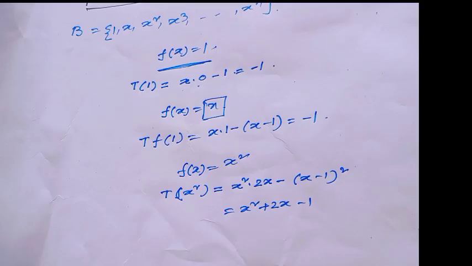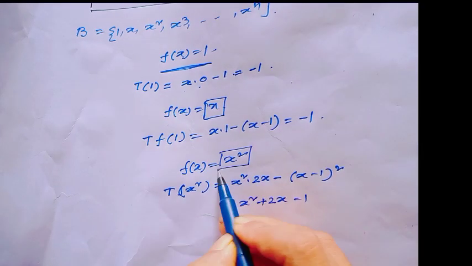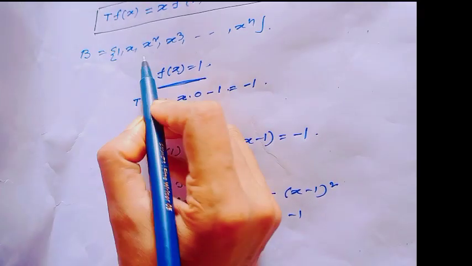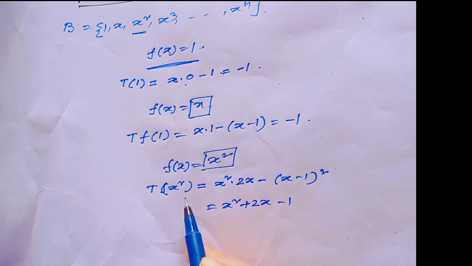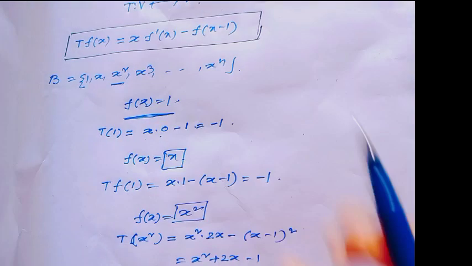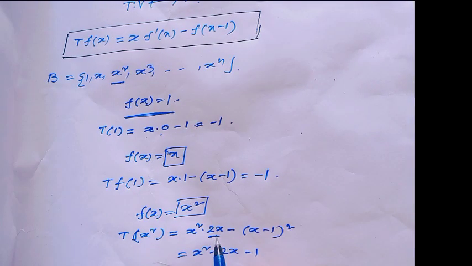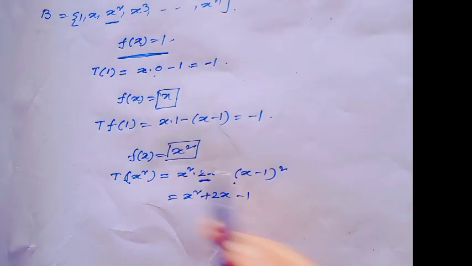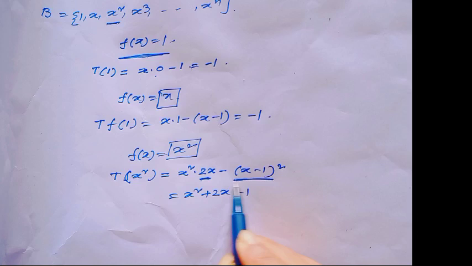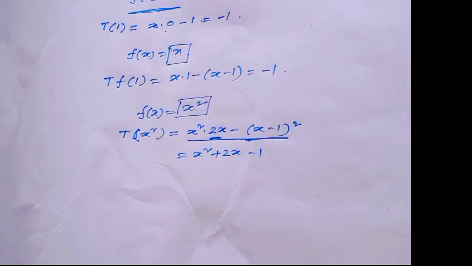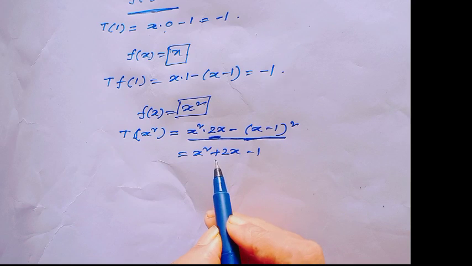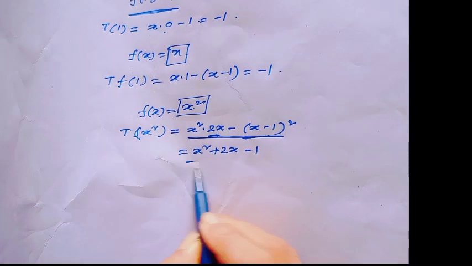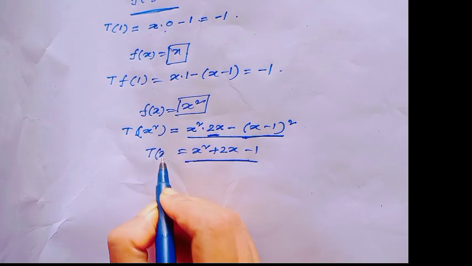Now I will consider f(x) equal to x square, and I will find the image for the basis vector x square. Then T of x square would be x times f dash x, which means 2x, minus f of x minus 1, which here, since f is x square, means x minus 1 whole square. That means this term would be x square plus 2x minus 1. This is the image T of x square.